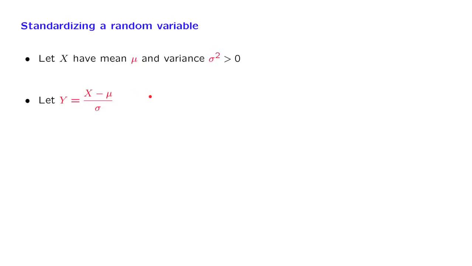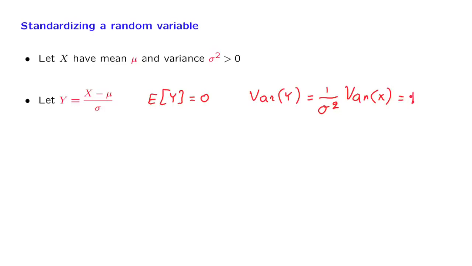What properties does this random variable have? The expected value of Y is going to be equal to 0, because we have X and we're subtracting the mean of X, so the expected value of this term is equal to 0. How about the variance of Y? Whenever we multiply a random variable by a constant, the variance gets multiplied by the square of that constant, so we get this expression. But the variance of X is sigma squared, so this is equal to 1. So starting from X, we have obtained a closely related random variable Y that has 0 mean and unit variance.